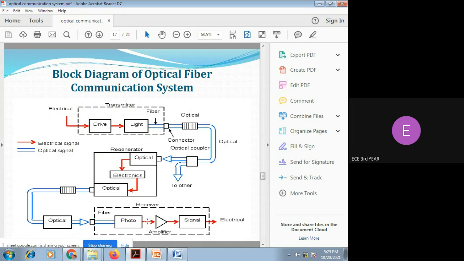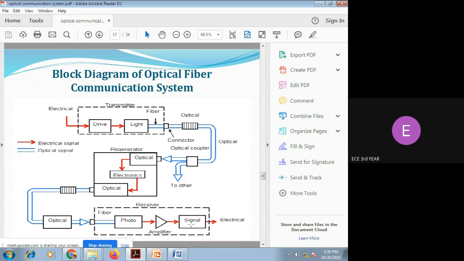That electrical signal is sent to the amplifier block. The amplifier block has an amplifier and a low pass filter. The low pass filter is used to remove the noise signal, and the amplifier increases the strength of the signal. Last is the signal restorer block.